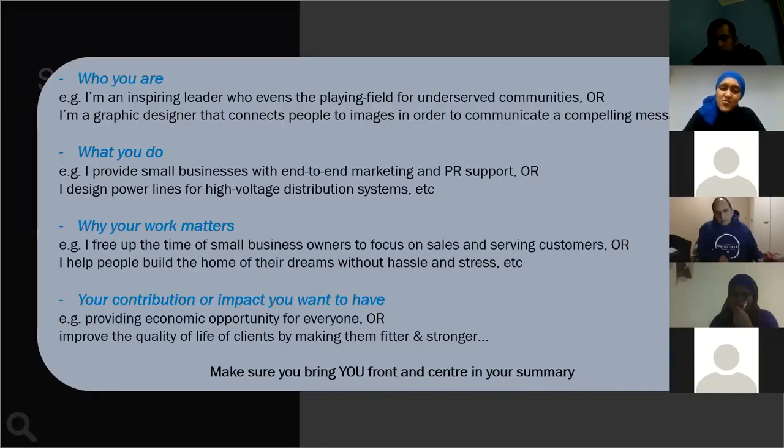And then what contribution or impact you want to have. Maybe it's providing economic opportunity for everyone or improving the quality of life of clients by making them fitter and stronger, going back to our personal trainer friend again. And these things do not have to be laid out in this order, and you can also answer more than one of them at the same time.